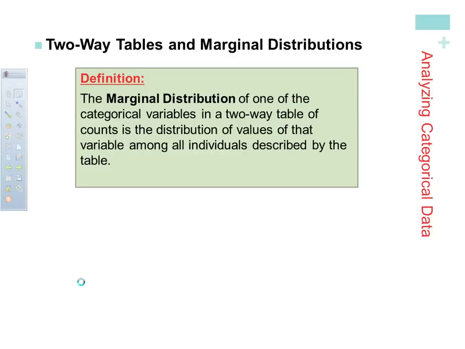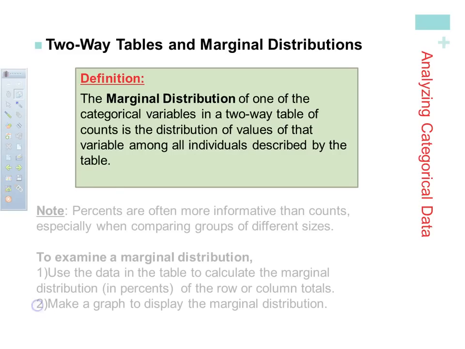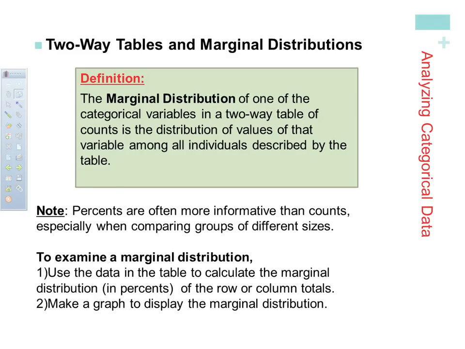There's a couple of ways we can do that. One, we can create what's called a marginal distribution. A marginal distribution is where we'll take a two-way table and we'll break down one of the variables. So the marginal distribution in a two-way table of counts is the distribution of values of that particular variable among all individuals described by the table. So in other words, we're going to break down one of the variables, and we'll talk about how to do that in just a second.